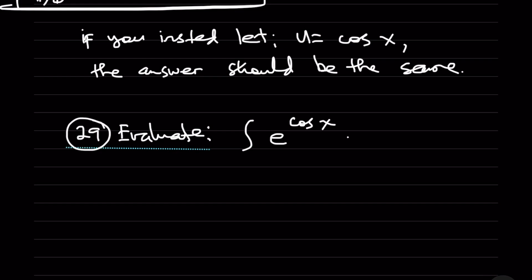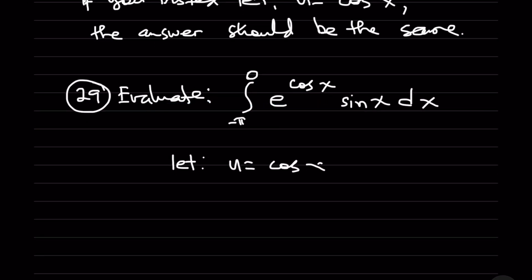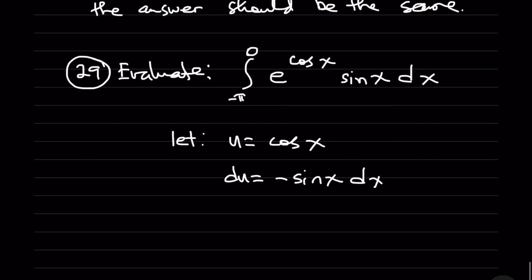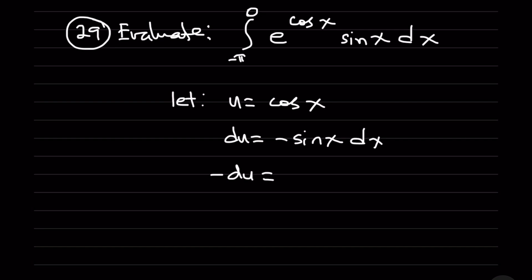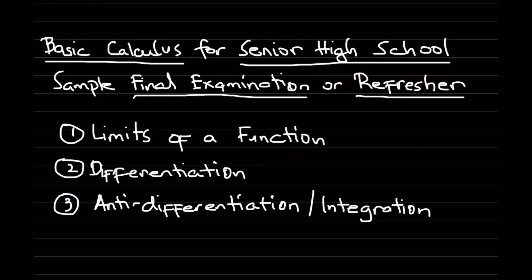Next, number 29. Evaluate the integral of e raised to cosine x times sine x dx evaluated from negative pi to 0. So we let u be equal to cosine x. Du is equal to negative sine x dx, or sine x dx is equal to negative du.